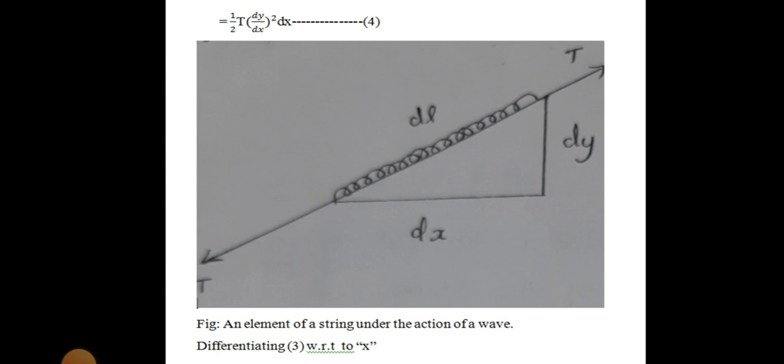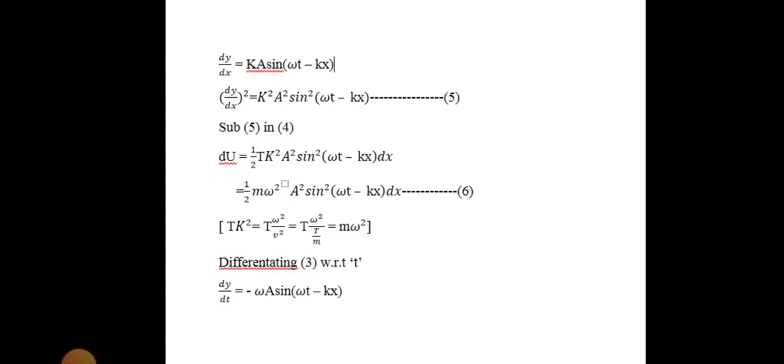Differentiating equation 3 with respect to x, dy/dx = ka sin(ωt − kx). Squaring it, we get equation 5. Substituting 5 in 4, dU = 1/2 T k² a² sin²(ωt − kx) dx, which equals 1/2 m ω² a² sin²(ωt − kx) dx.